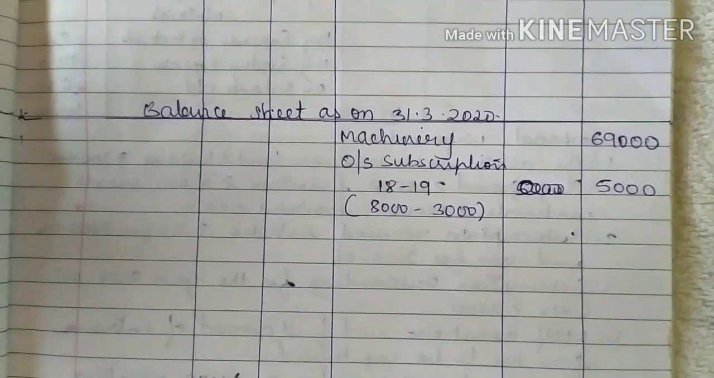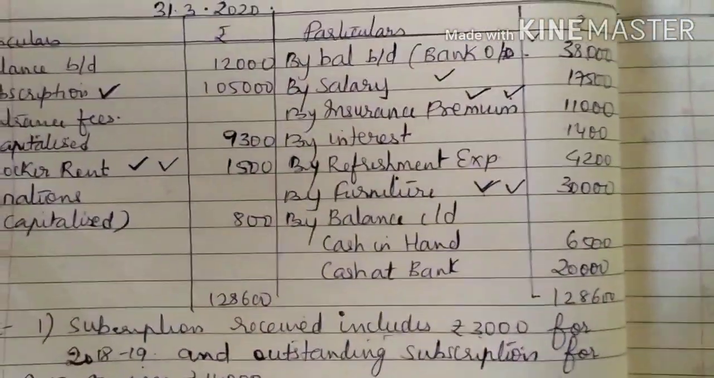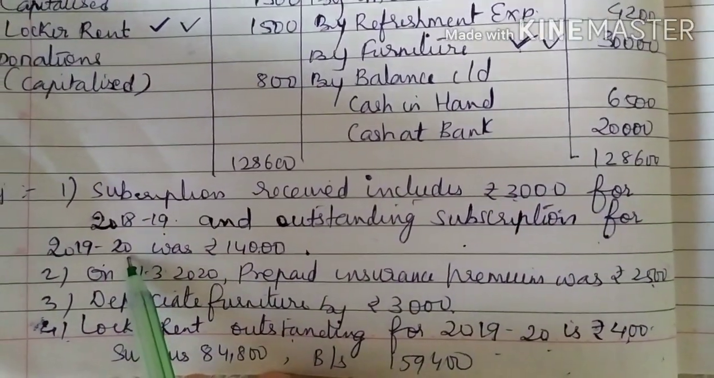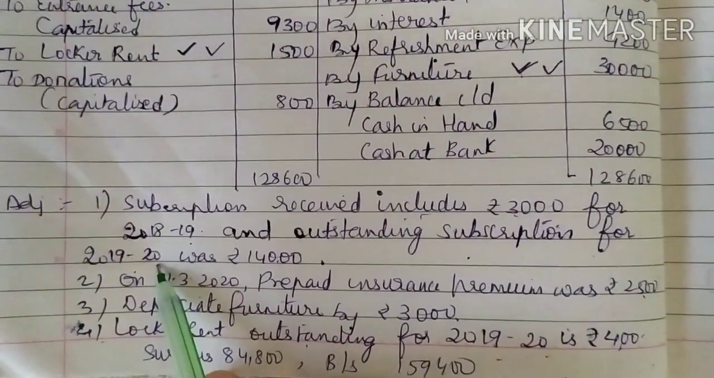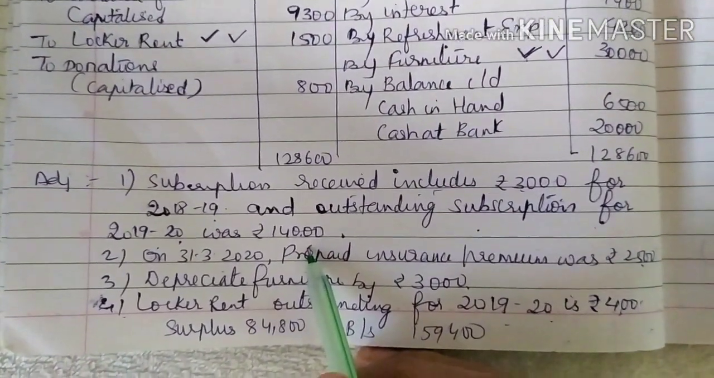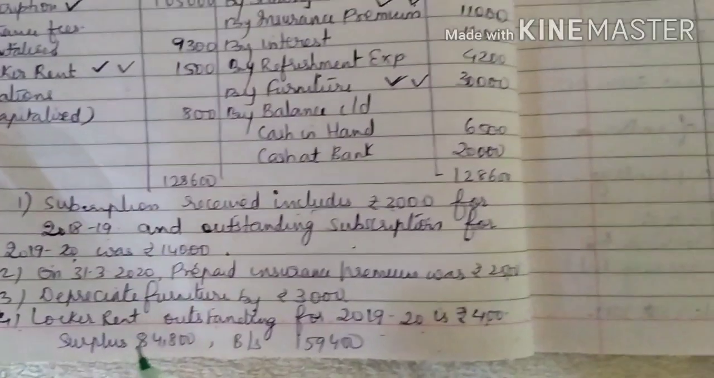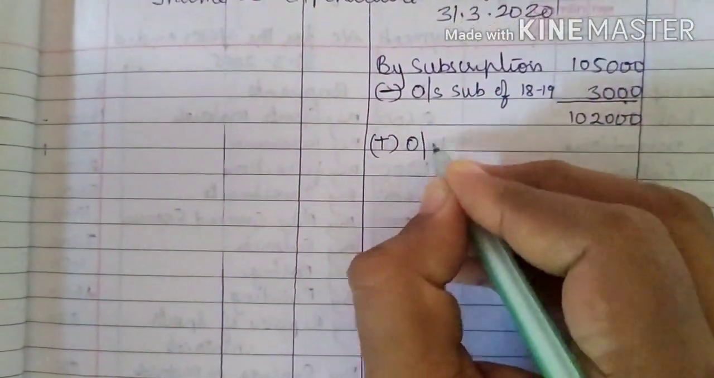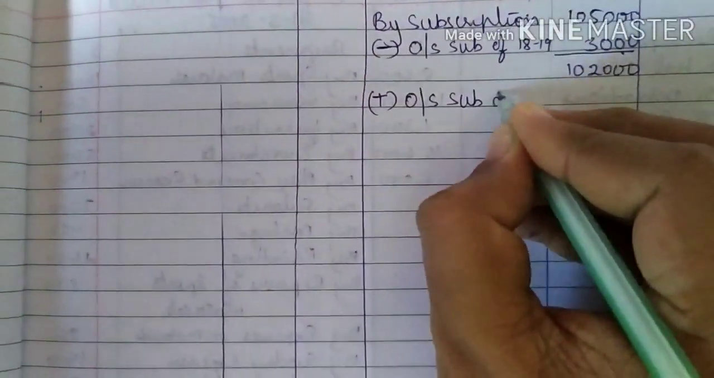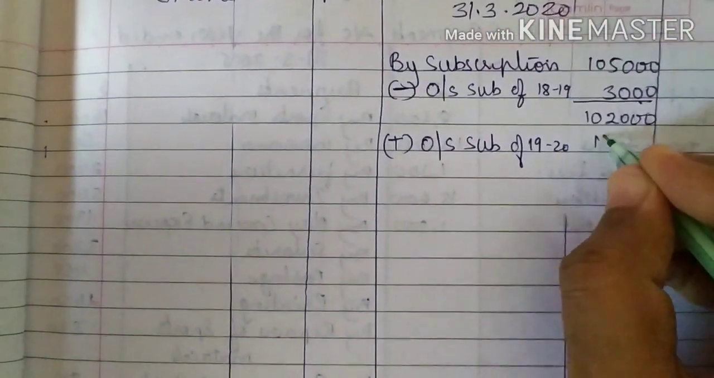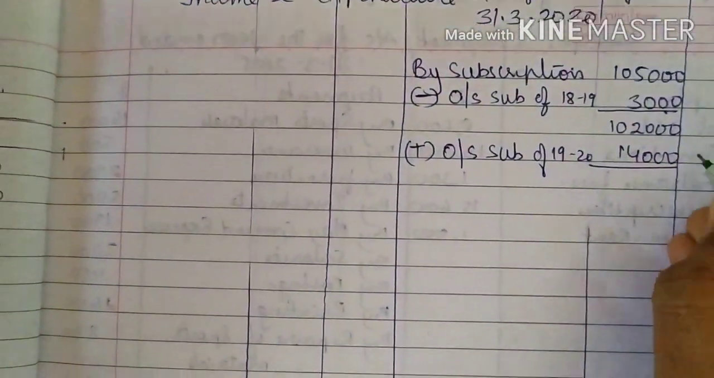Same way, in adjustment you have outstanding subscription for 2020, which is rupees 14,000. That is for the current year. For the current year, the outstanding amount is 14,000. So what you will do? This is of current year. You will add outstanding subscription of 2020, that is 14,000. You add it up.